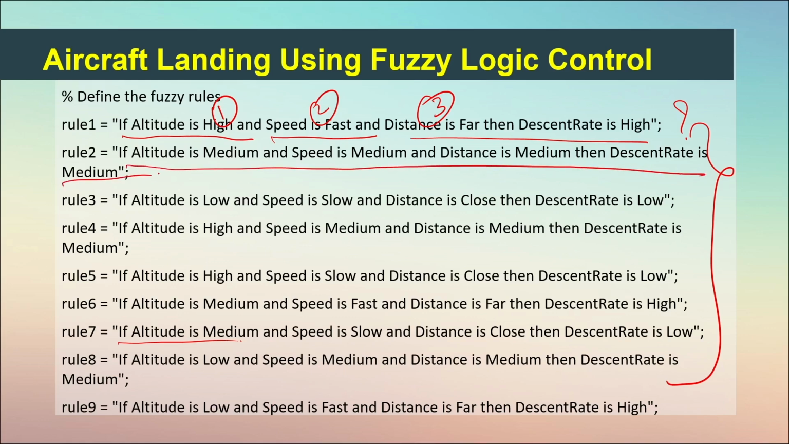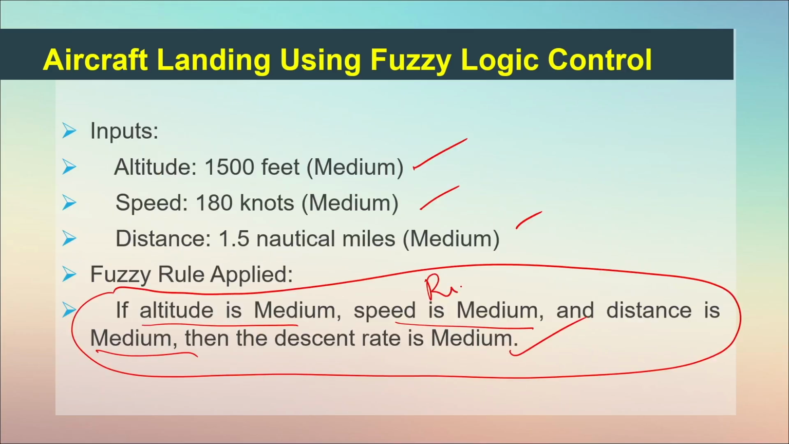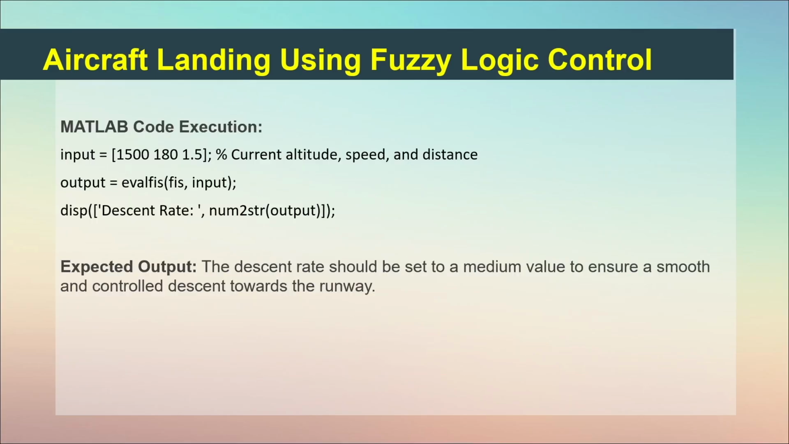So, it is rule number 2, I think. Yes, it is rule number 2. Rule number 2 is fired, right? So, in the MATLAB code, if you give the same thing, the same effect is seen. The descent rate should be set to a medium value to ensure a smooth landing. So, what do you have to give? You have to give the input and finally you get the output. So, this is the designing of an aircraft landing system using fuzzy logic.